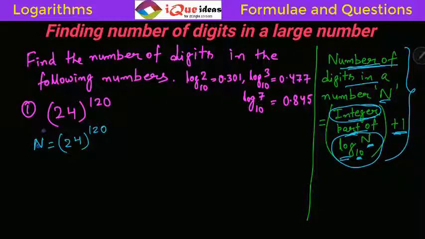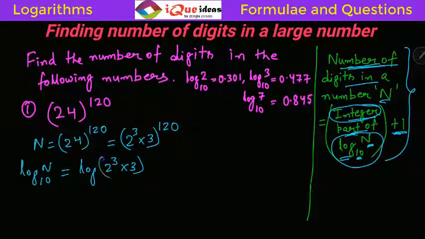Alright, so here our number n in the first question is 24 raised to the power 120. Now let's factorize it first. 24 is equal to 8 into 3. 8 can be written as 2 cube into 3, whole to the power 120. Now let's take log n to the base 10. So this will be equal to log of (2 to the power 3 into 3) whole to the power 120 to the base 10. Now we have done the rules of log, that log of a to the power x to the base b is equal to x log a to the base b. So here the power is 120, the whole thing will come out.